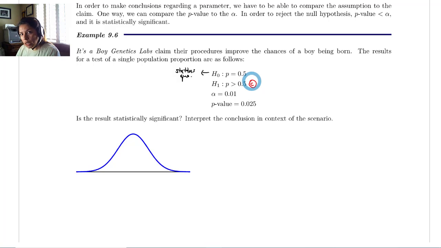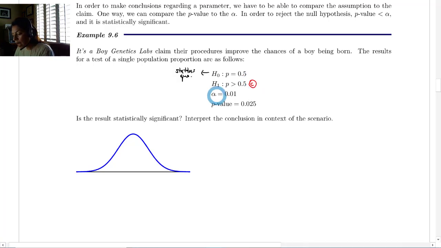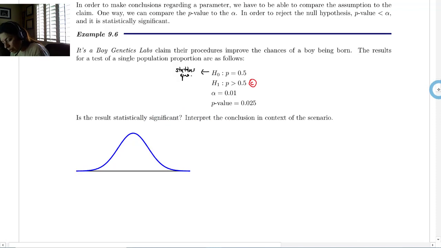So the probability of rejecting the null when we shouldn't is alpha, right? So this is the alpha, which is 0.01 or 1%. You probably recognized it from chapter 8 in confidence intervals, right? And the p-value, after conducting all the tests and analyzing the data, they found to be 0.025. Let's go ahead and draw the figure, determine whether the result is statistically significant, and interpret the results.